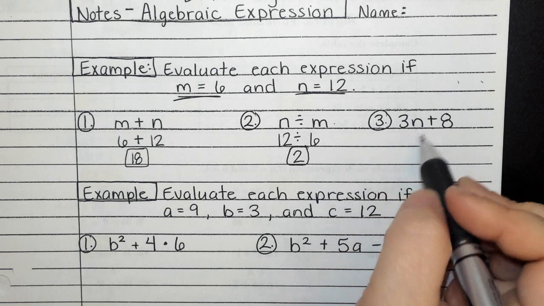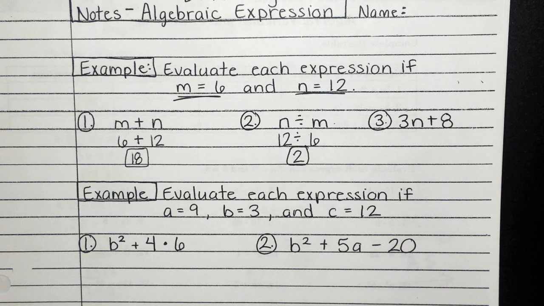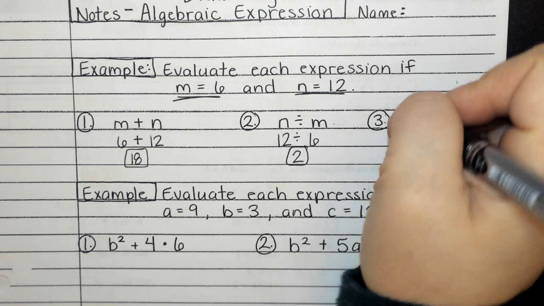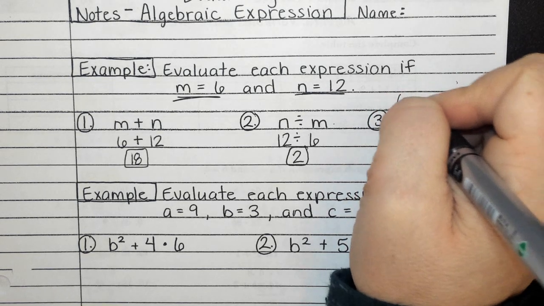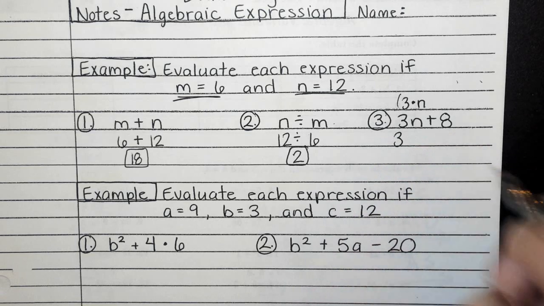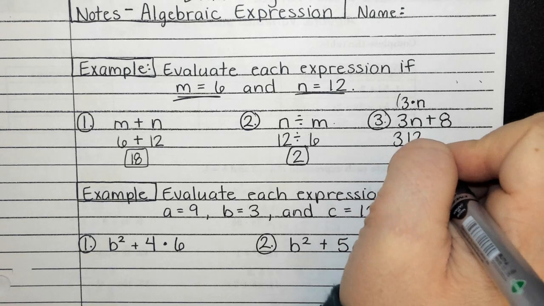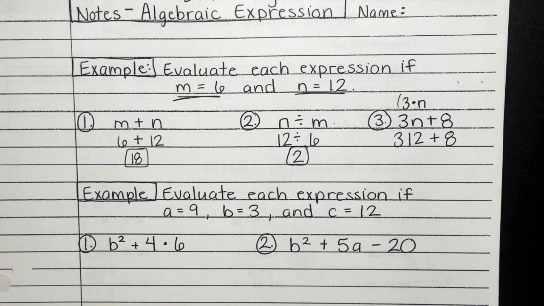All right. Now, number 3, guys, we've seen this a couple of times this year. That's how you're going to see it a lot in algebra. What operation is it if two things are right next to each other? Brianna? Multiplication. So, guys, what this really means is 3 times n. Now, did they write 3 times n? No, they just wrote 3n. So when I put in my number, it has 3. What is n? 12. What does that look like right now? 312. It looks like 312 plus 8.